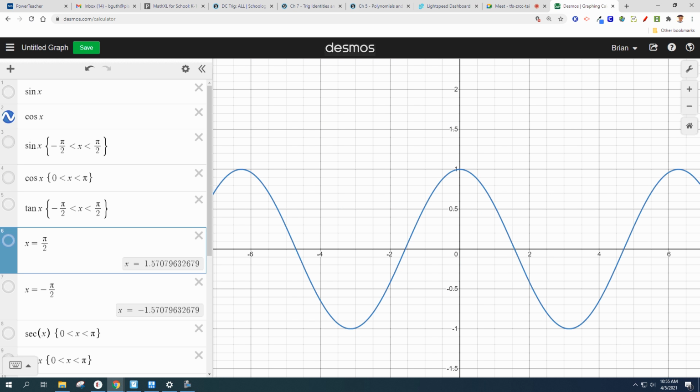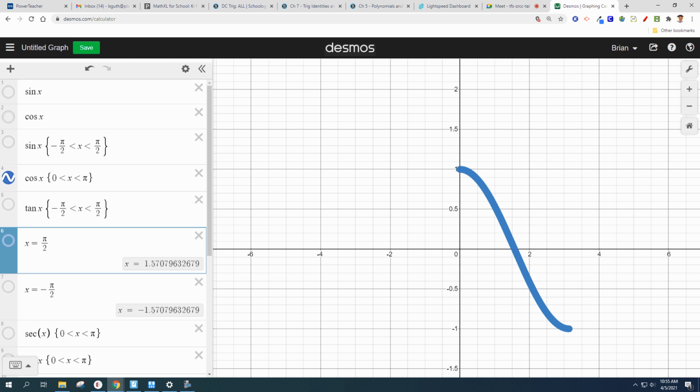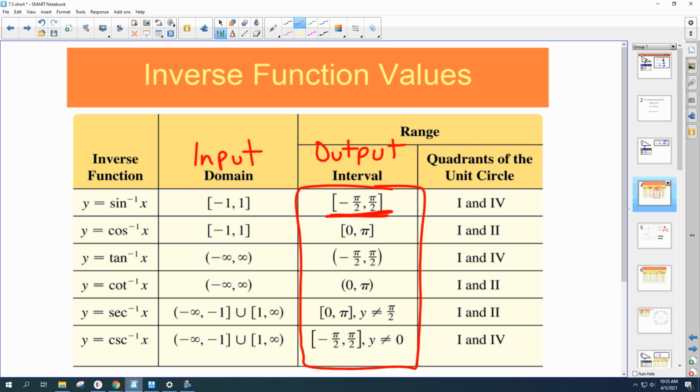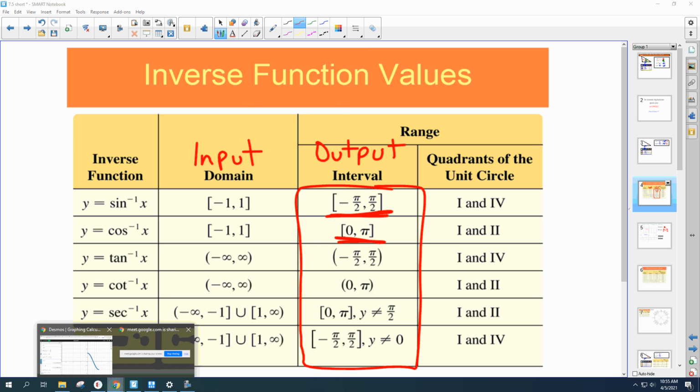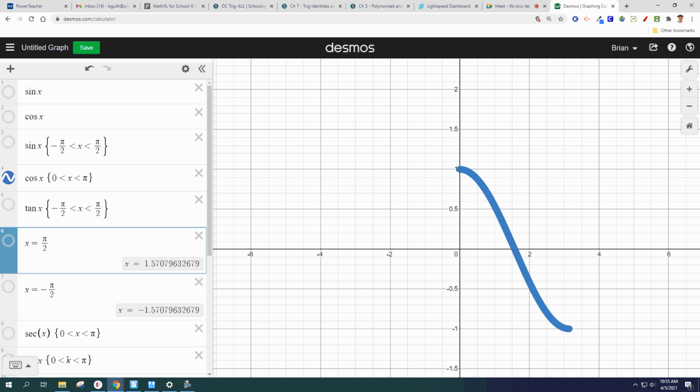Likewise, here's the cosine function. No inverse, but if we only look at this piece of it, it will have an inverse. Okay, so what we have to do is restrict part of our graph in order to make it work. It's only going to go from 0 to pi. Look at this graph. It's only going to go from 0 to 3.14. It's only going to go from 0 to pi in order to make this work.